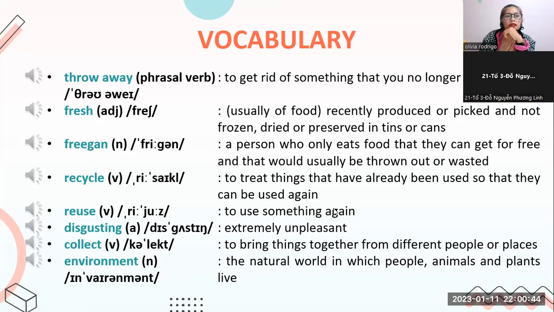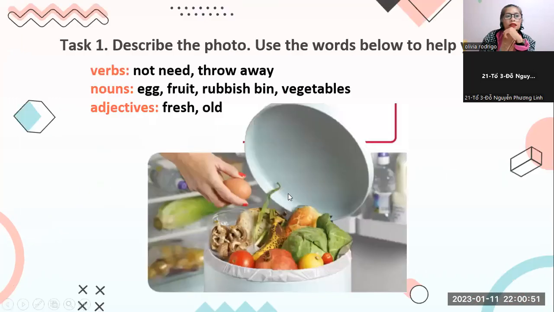Okay, so another one, look at this, Lynn. Describe the photo. What can you see in the photo? You use the words here to help you. Can you describe the photo using the words here? You use them to describe the picture. You can write in the chat box or you can write here. Okay, Lynn? Go, Lynn. I will wait for you.